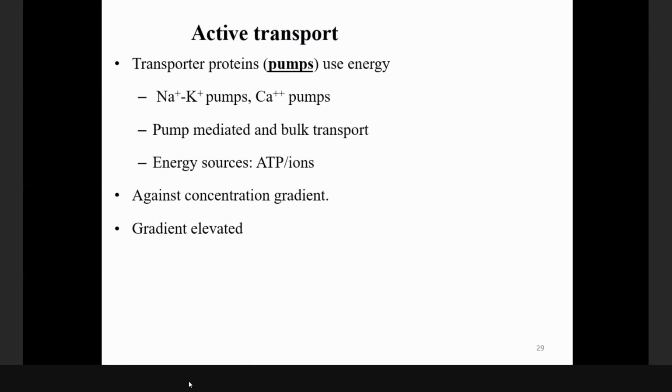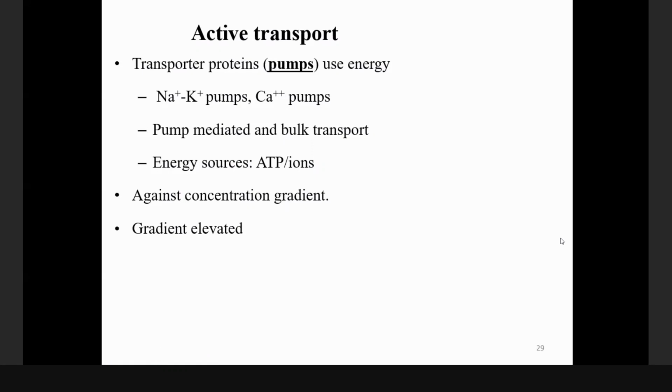The last is active transport. So in the case of active transport, energy is required. Why? Because substances are expected to move from low to high. So when substances enter into the cell or leave the cell from low to high, energy is required. So in active transport, proteins should be involved, and those proteins are mainly the pumps, like the sodium potassium pump. We mentioned this one when we discussed the intrinsic homeostasis control system. We mentioned this one, and the calcium pump.